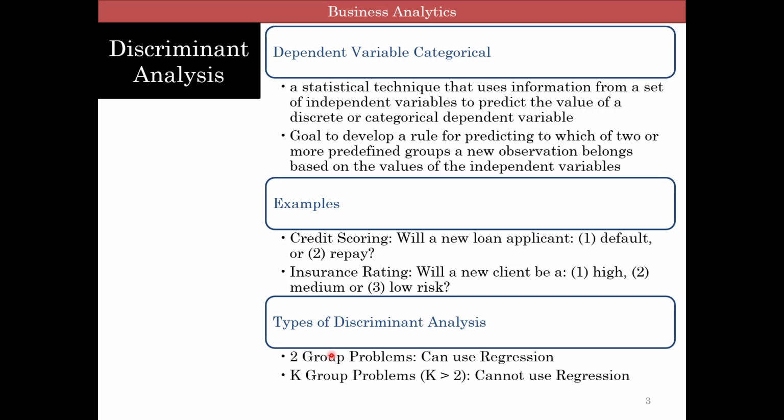So types of discriminant analysis, we are going to look at two group problems where we can use regression. We are not going to look at problems with more than 2 groups because we cannot use regression. We'll talk about why we cannot use regression, and what we can do and the tools which are there, but we are not going to do example problems of this. Okay, so let's move on to the next slide.